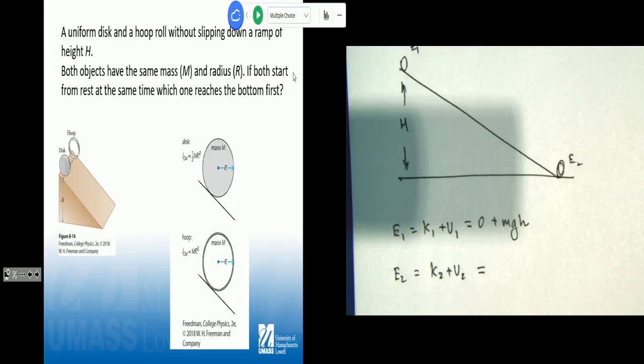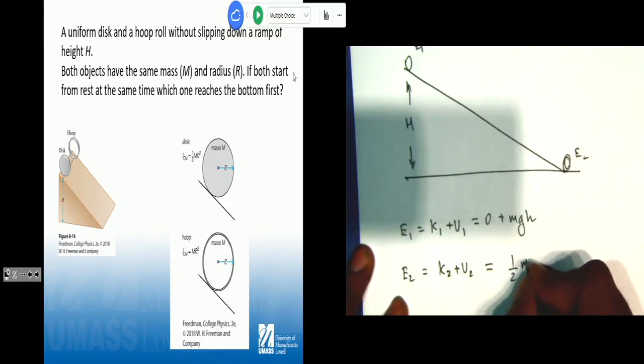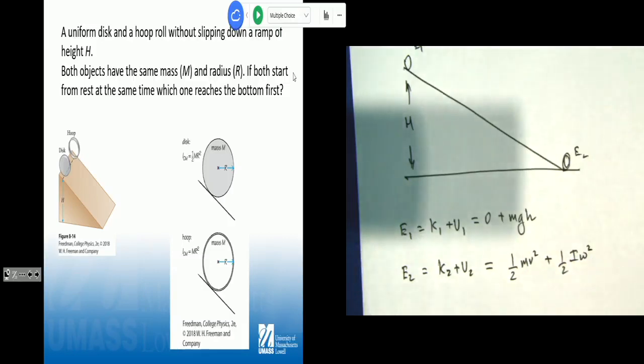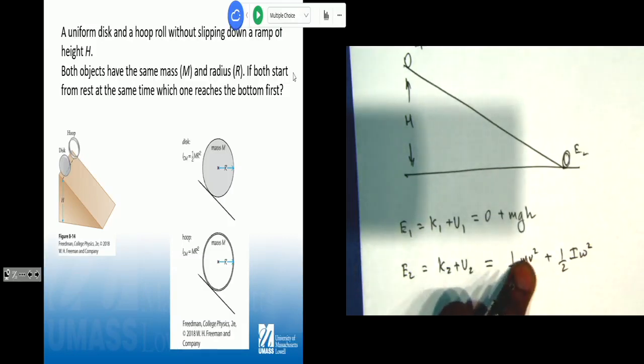Yes, it rolled down the incline, so it has rotational kinetic energy. Does that make sense? It's an object that is rotating and moving, right? So I have to account for both those energies, and that sum total must still equal what I had to start with. So I have 1/2 mv squared plus 1/2 I omega squared. That is my energy at the bottom of the incline.